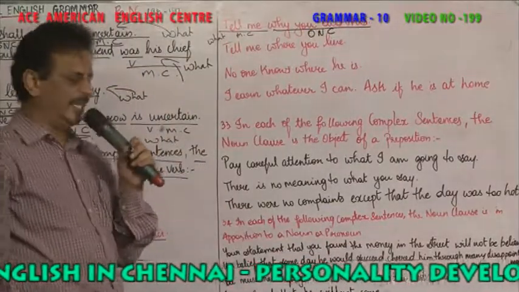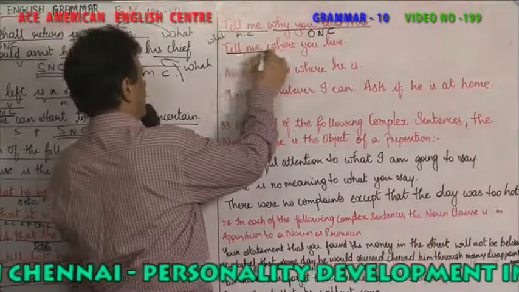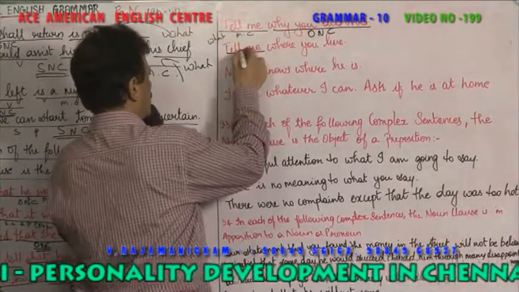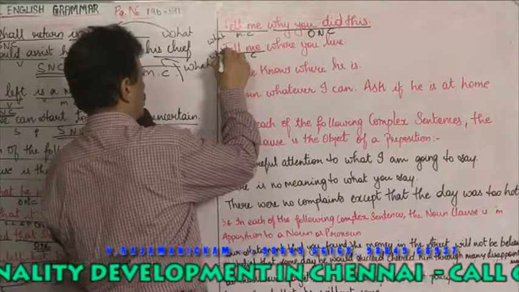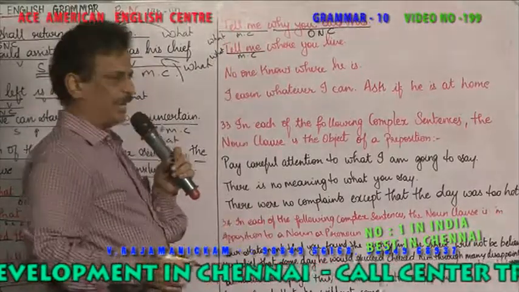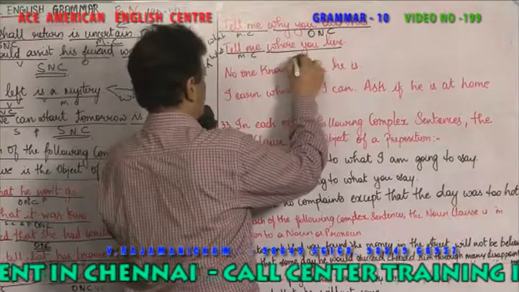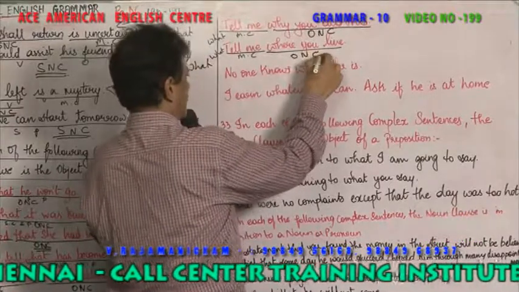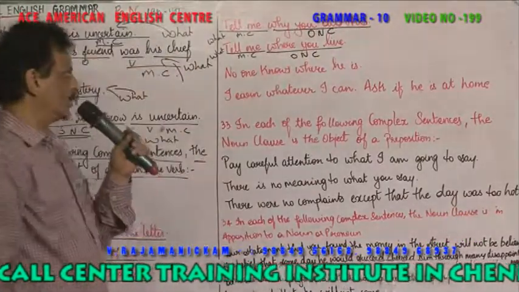Tell me where you live. Tell me. It is the main clause. Tell me what? You ask a question. What to tell? And the answer you get is where you live. So it is an object. It is a noun. It is a clause. Object noun clause.